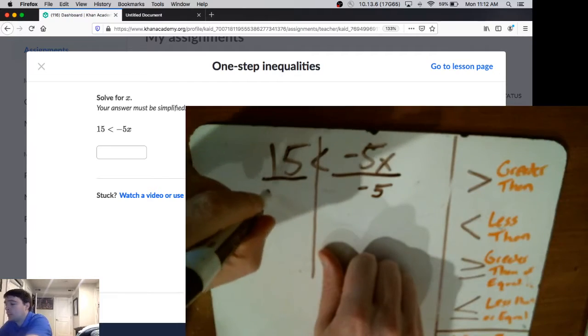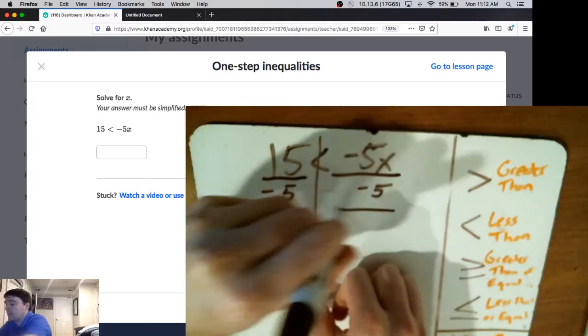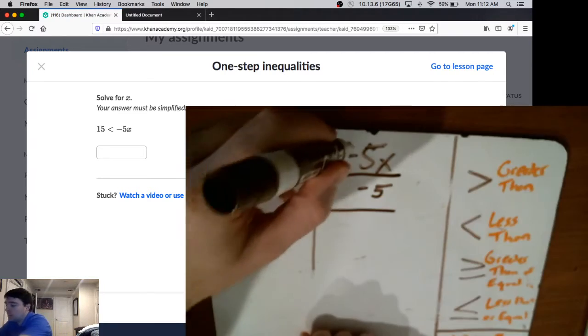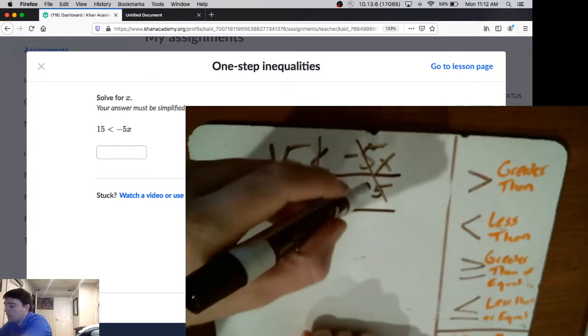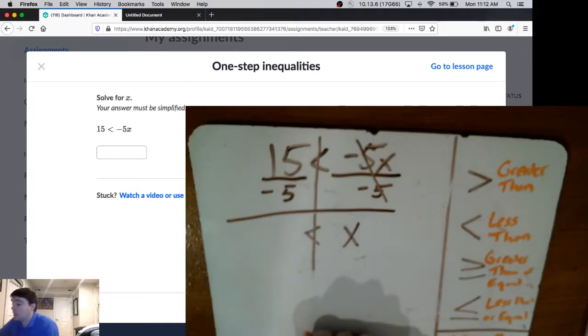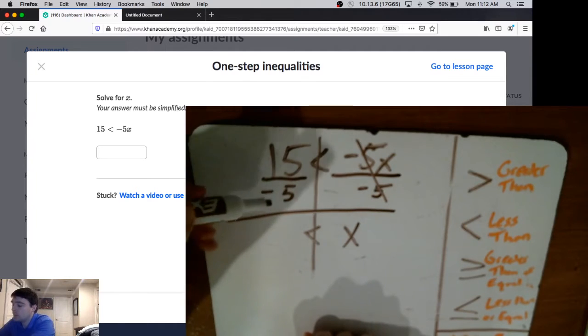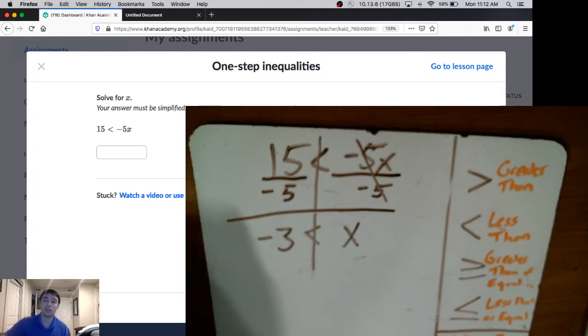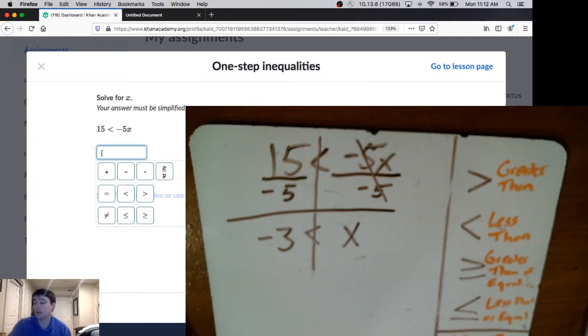And I'm going to divide both sides of the equation by negative 5 because that's the opposite of multiplying by negative 5. When I divide both sides of the equation by negative 5, I get x. This symbol I'm going to bring straight down, the less than symbol, and 15 divided by negative 5 is negative 3. So I'm going to go ahead and test negative 3 is less than x, and I'm going to see if that's correct.